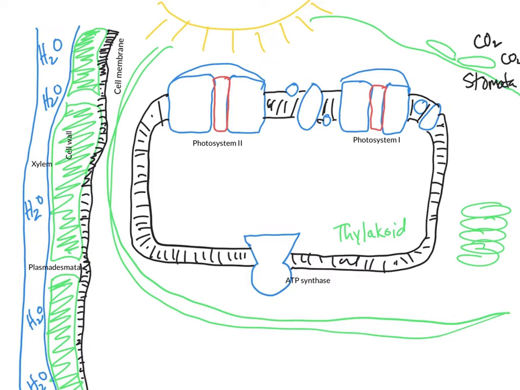Stomata. And that's the breathing apparatus for a plant. Allows it to breathe the air. So we've got CO2 out here that's ready to come in. And of course here's our sunshine.